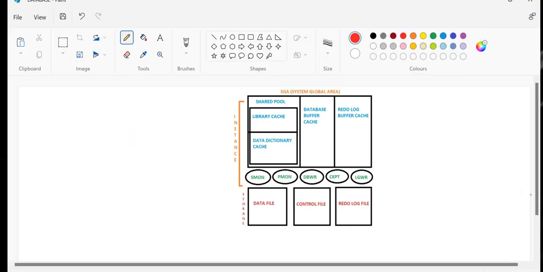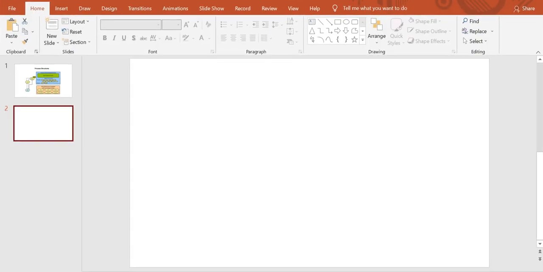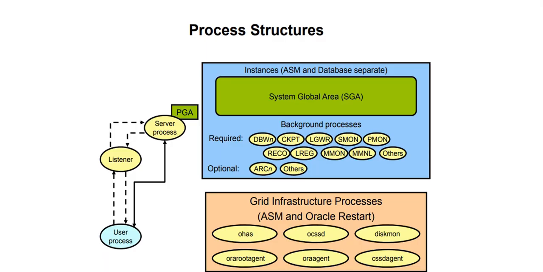So this is the next session on the process architecture. In the last session we have already discussed the process architecture part, about the user process and the server process. So today we are going more deep into that.